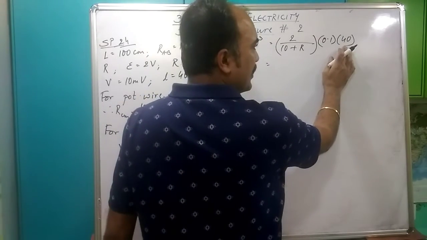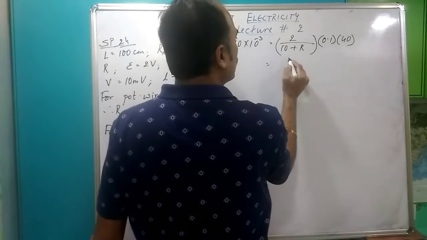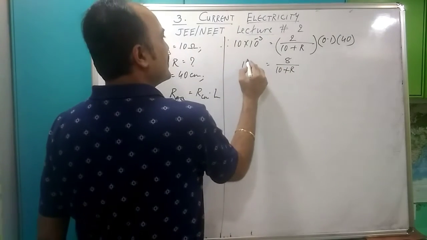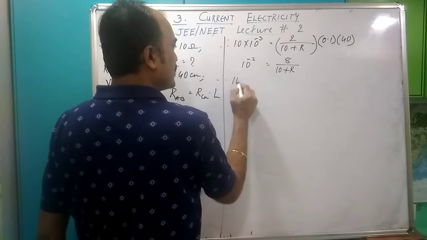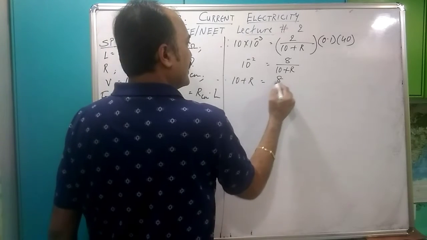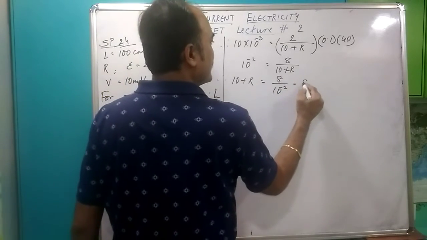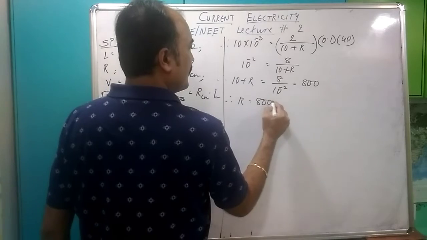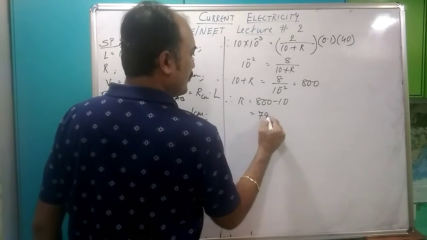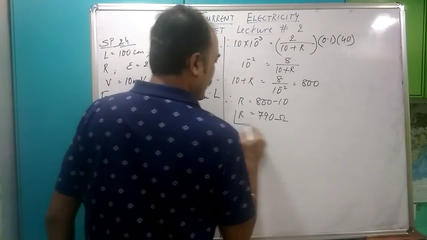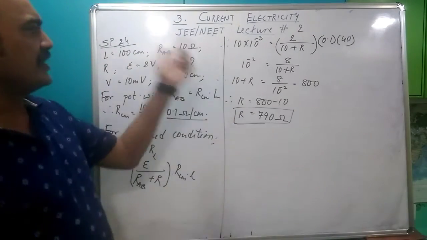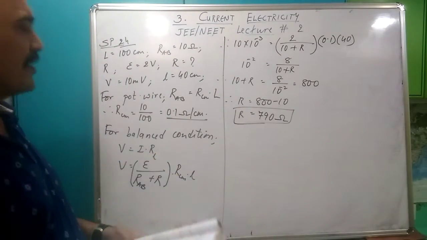0.1 into 40, that's 4. 4 twos are 8. And this is 10 raised to minus 2. So 10 plus R is 8 over 10 raised to minus 2. That's 800. And R is 800 minus 10. Unless we have mistaken something in the data, 790 ohm it is. And that is how the cookie is crumbling.